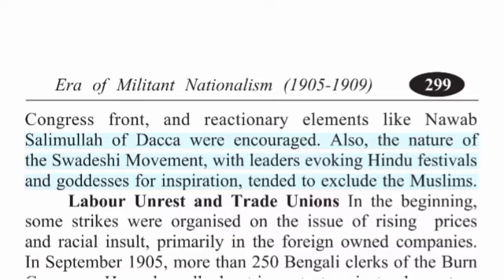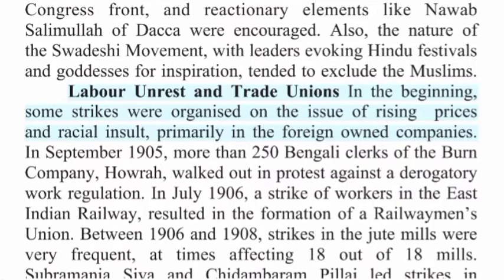Labor unrest and trade unions. In the beginning, some strikes were organized on the issue of rising prices and racial insult, primarily in the foreign-owned companies. In September 1905, more than 250 Bengali clerks of the Burn Company, Howrah, walked out in protest against a derogatory work regulation. In July 1906, a strike of workers in the East Indian Railway resulted in the formation of a railwaymen's union.